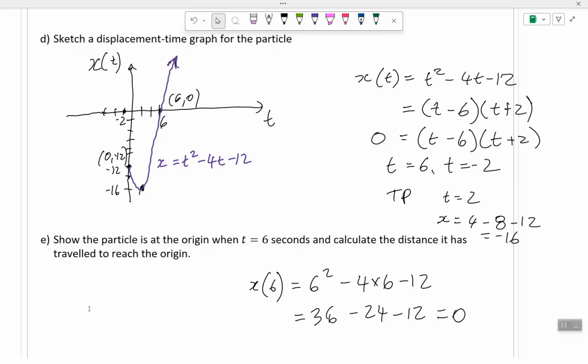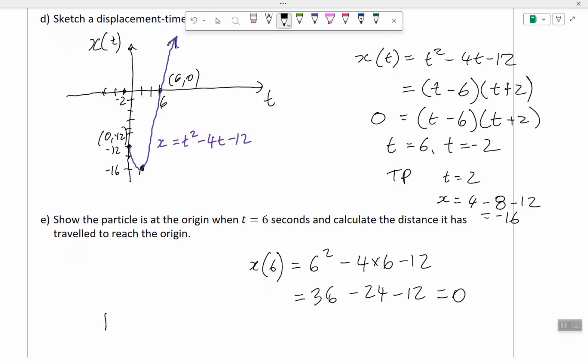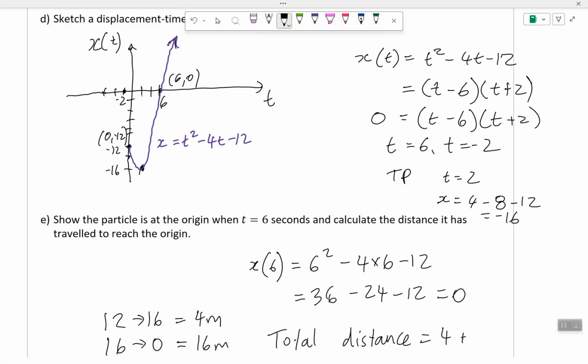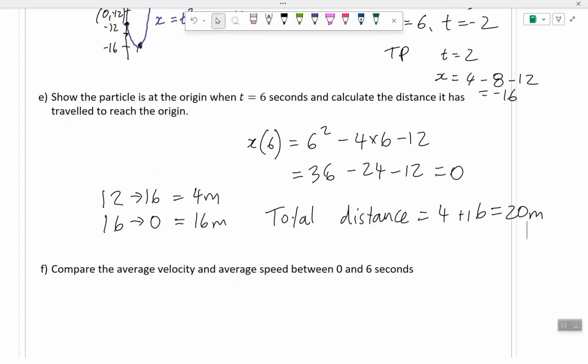What is the distance it's traveled to reach the origin? So it went from 12 to 16, which is what? How many meters? 4 meters. Then it went from 16 to 0 in this section of the graph, which is how many meters? 16. So the total distance is 4 plus 16, 20 meters. The last one, the average velocity and the average speed between 0 and 6 seconds.